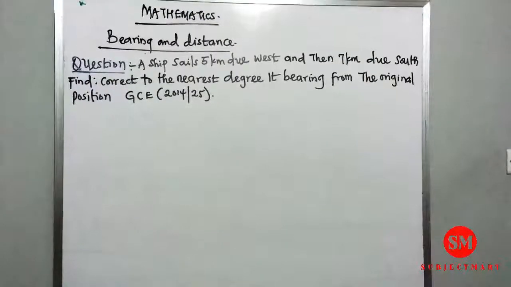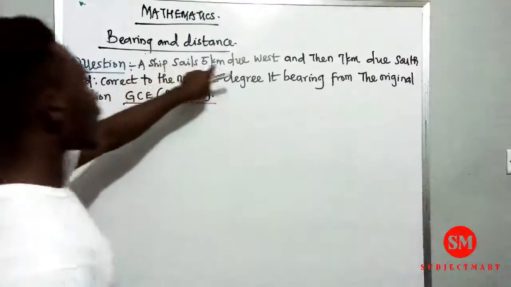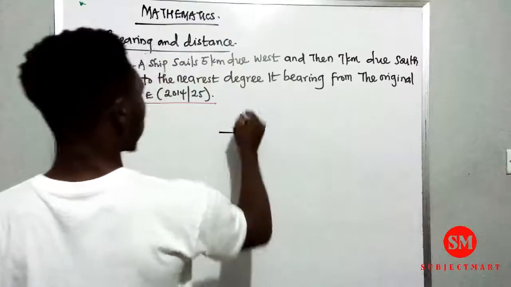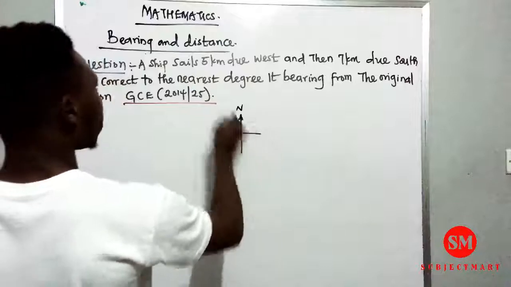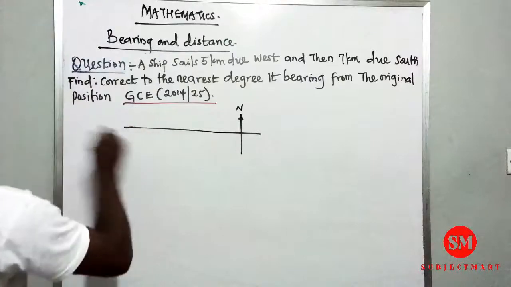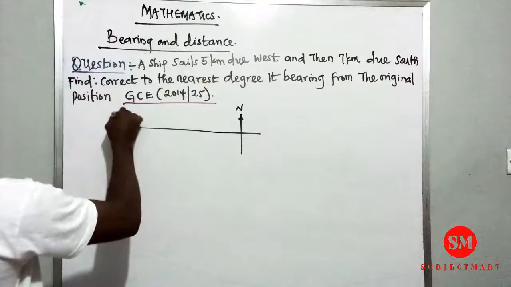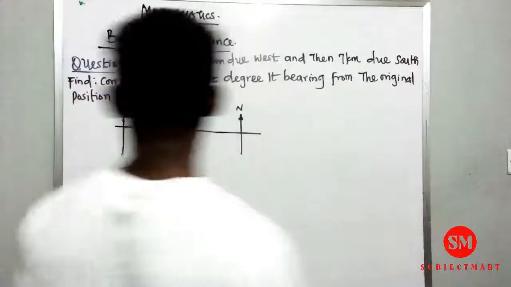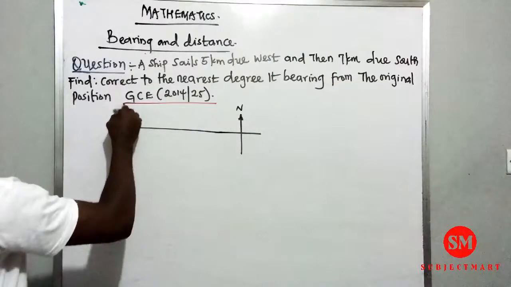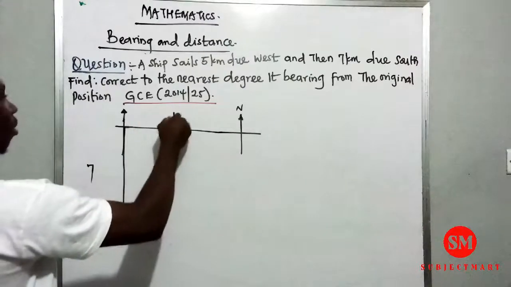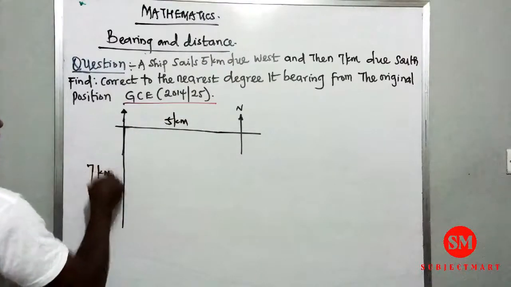Here we have a recent question from GCE. The question says, a ship sails 5 kilometers due west. So this is the north, south, west, and east. A ship sails 5 kilometers due west, and then 7 kilometers due south. So getting to this point, due south, it continues its journey 7 kilometers. Don't forget, this is 5 kilometers and this is 7 kilometers due south.